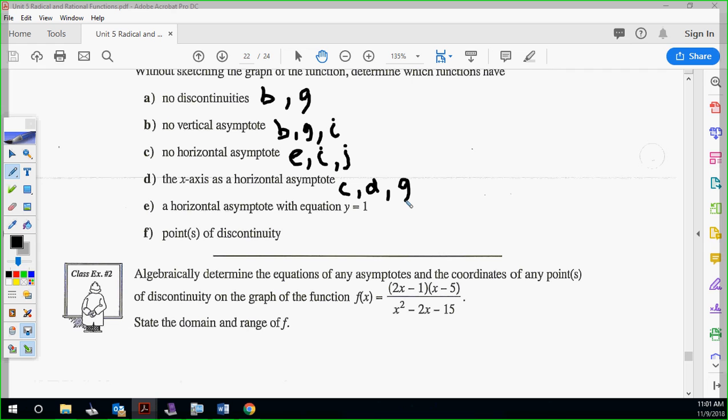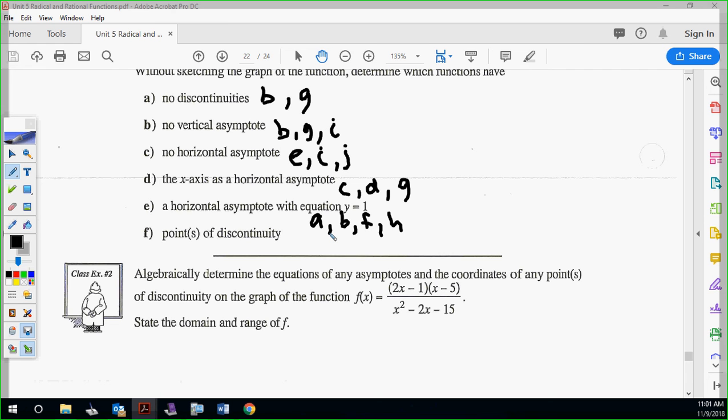And then a horizontal asymptote with the equation y equals 1. So for it to move off of there, they have to be growing the same. So which ones grow the same? So wait, what's one at a time? Just B, okay. F, yeah. Yeah. You're missing one. A, the first one, yeah. A, B, F, H. Good.